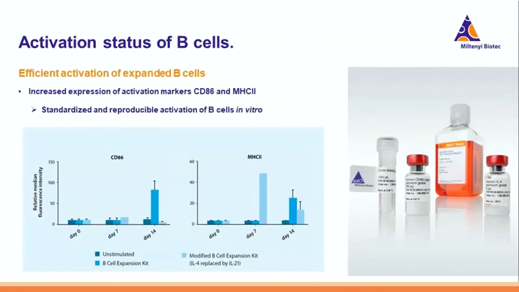But we actually tested all of them. Here I show you the example for CD86 and MHC2 for both protocols. And you really see nicely here that with the standard B cell expansion kit, CD86 is highly expressed after 14 days of culture, and also MHC2. But with the modified B cell expansion with IL-21, you actually see already a high expression of MHC2 on the B cells on day 7. It is a bit lower than after 14 days, but you really see that the B cells are nicely activated.